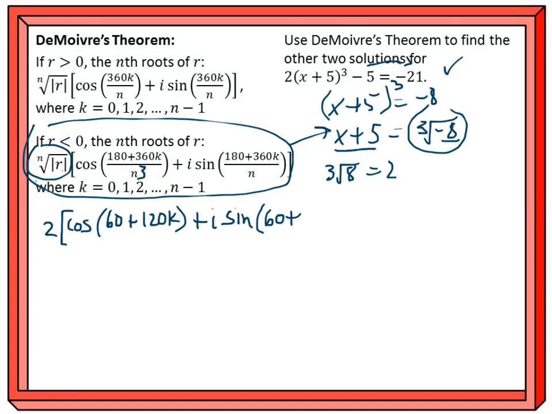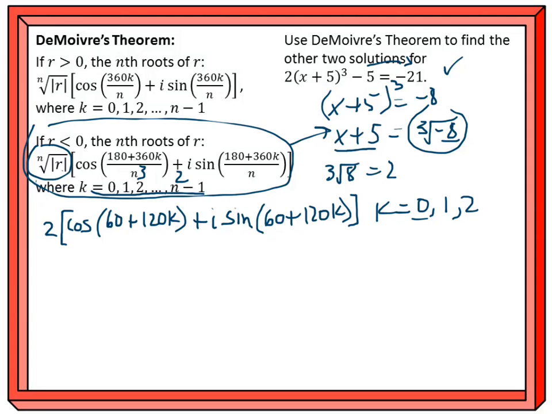60 plus 120k. Okay, so now we have to evaluate this for k, and it says for 0, 1, 2, all the way up to 1 less than the root. So 1 less than the root, of course, is 3 minus 1, which is 2. So we're just going to go from 0 to 2. We're going to plug in k equals 0, 1, and 2. Now we may not have to do every single one of these, because if I find one of the complex ones, all I have to do is find the other conjugate of it, and then I'm finished.